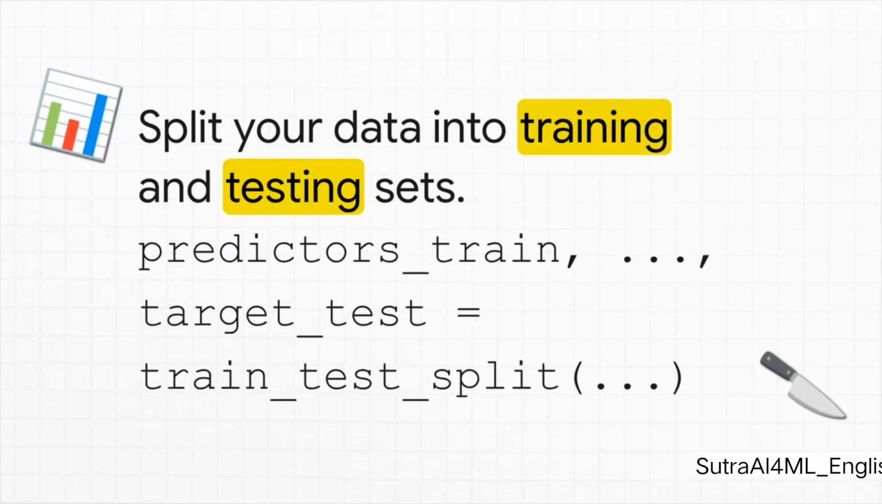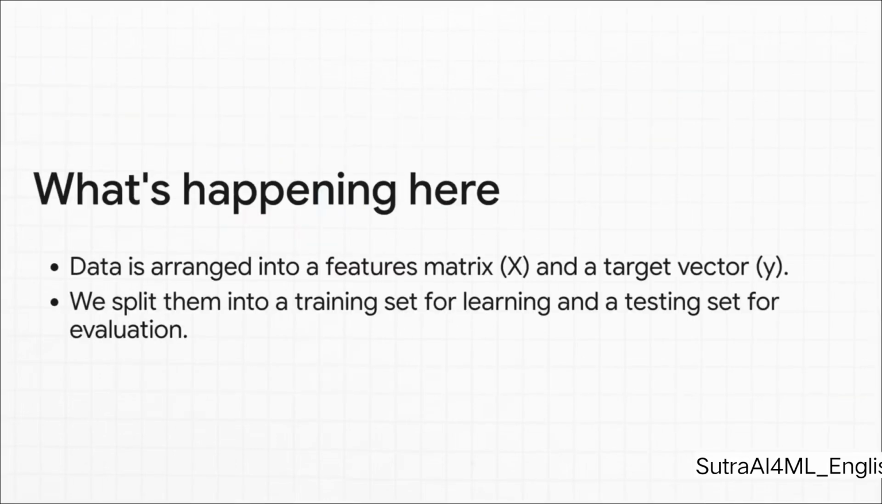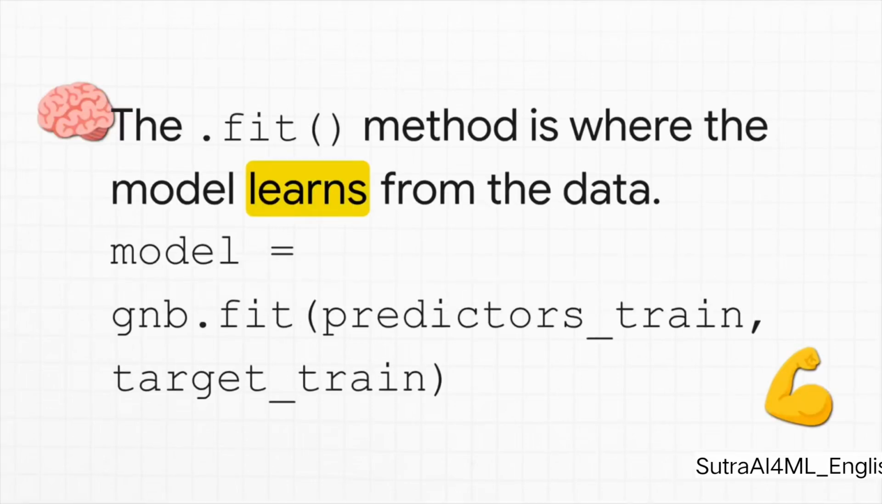Think of it this way. Before a model can learn anything, we need to give it a textbook to study from and a final exam to test it on. That's exactly what this train test split function does. This really gets at a core idea in machine learning. We split our data into 2 key parts. The predictors, you can think of these as the clues or features the model will learn from, and the target, which is the answer we want it to predict. We let it study on the training set, and then we test its knowledge on data it's never ever seen before.